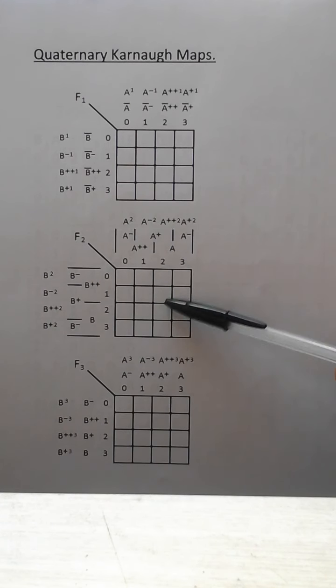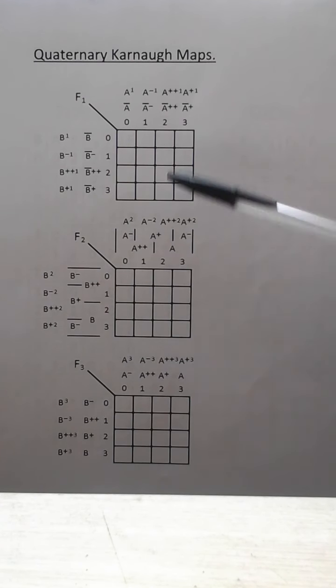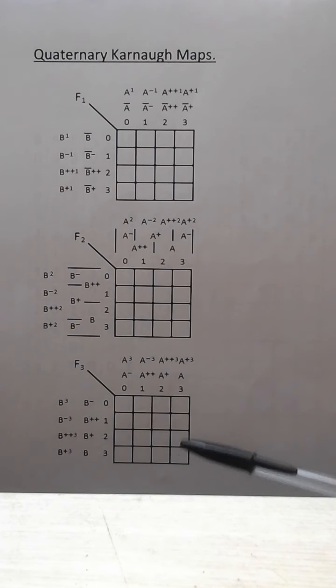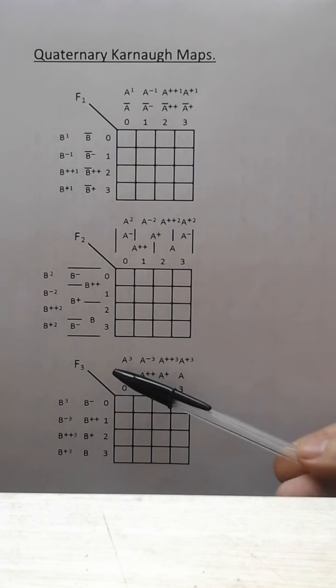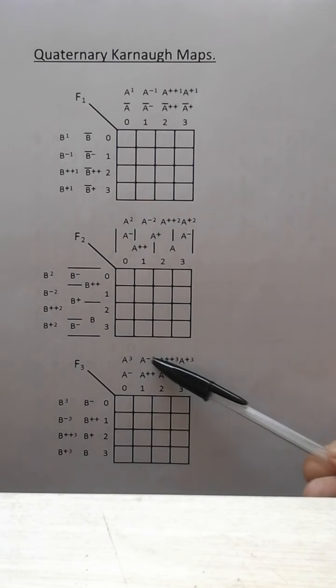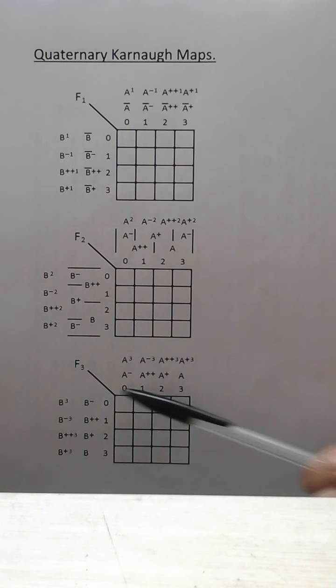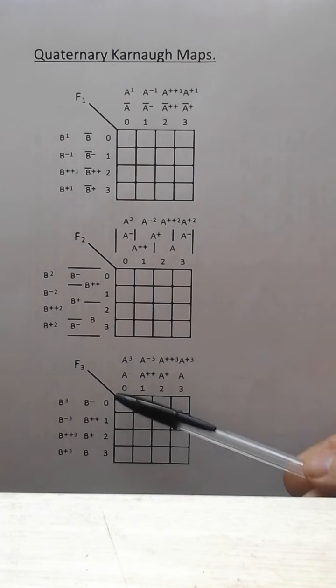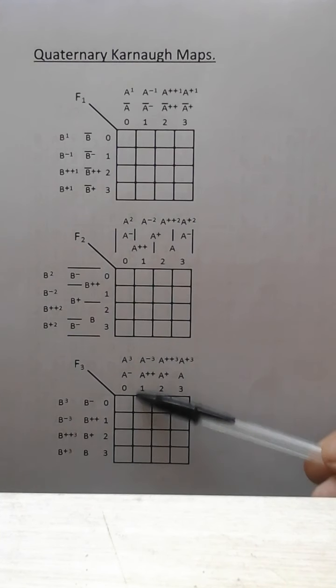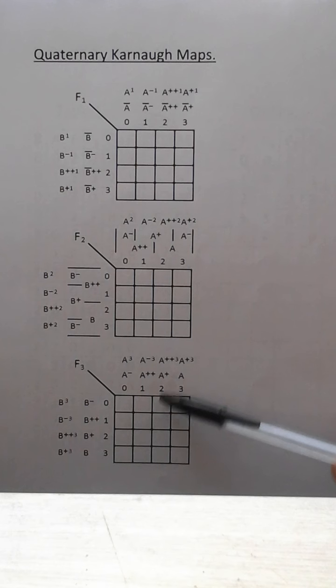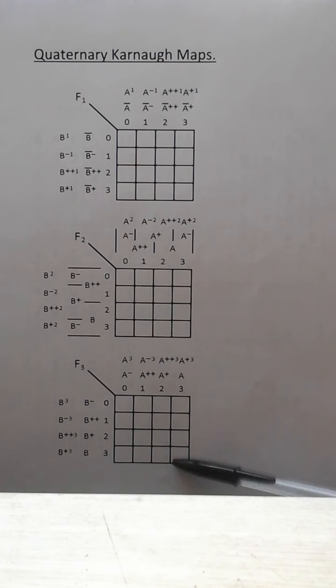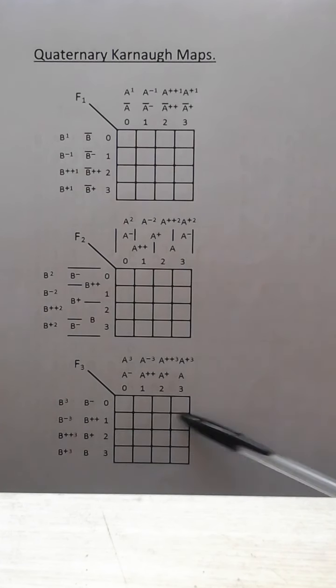F2 only deals with logic 2s, 0s and 2s. And F1 only deals with 0s and 1s. Karnaugh Map F3 only deals with 0s and 3s. And the two-valued unary operators are the same except where n equals 3. Same for B. And A minus covers 1 column, A plus plus covers 1 column, A plus covers 1 column, and A covers 1 column. Same for B except for the rows.